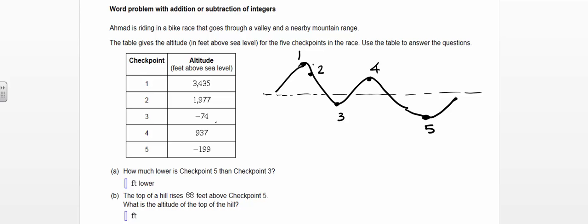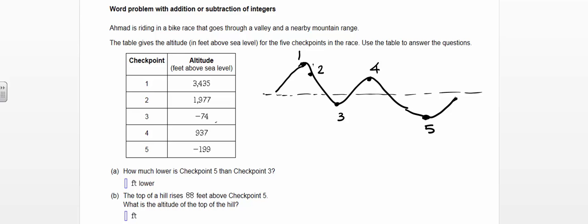So here we're going to be solving this word problem. Let's read it first. It says, Ahmad is riding in a bike race that goes through a valley and a nearby mountain range. So he's riding up and down and up and down. The table below gives the altitude in feet above sea level for the 5 checkpoints in the race. Use the table to answer the questions.